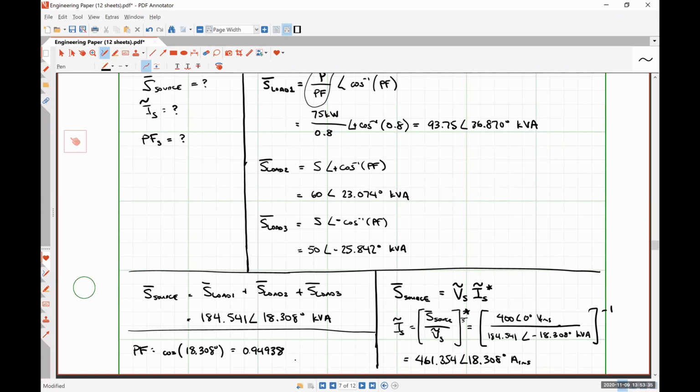Is this power factor leading or lagging? Why? Exactly right. That is literally all that you need to do. If the angle is positive, it's lagging. If the angle is negative, it's leading. It's that simple.